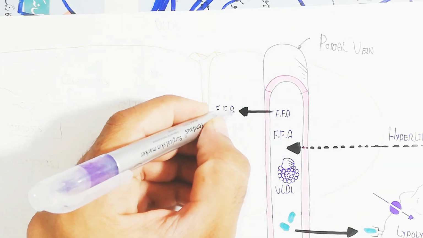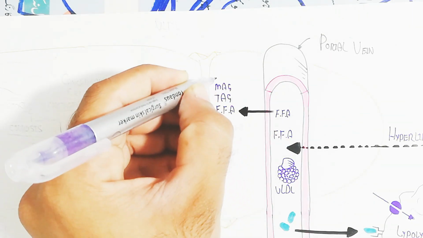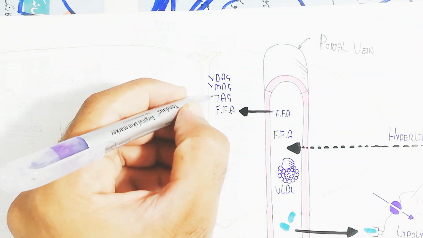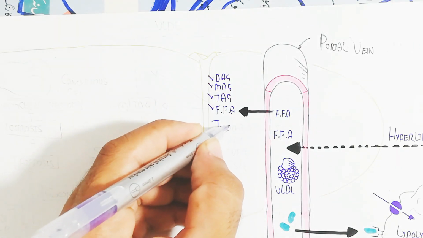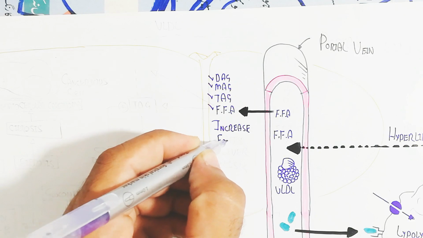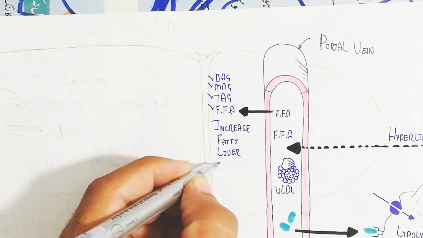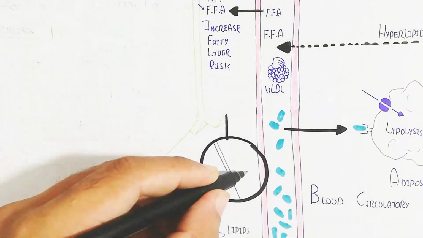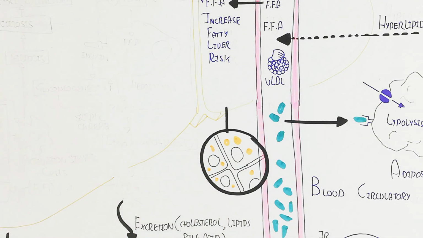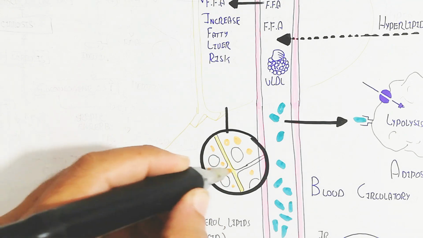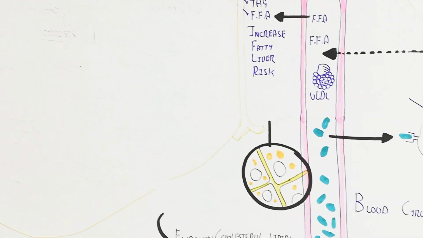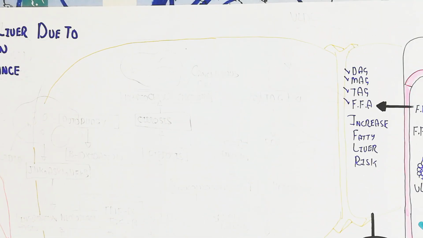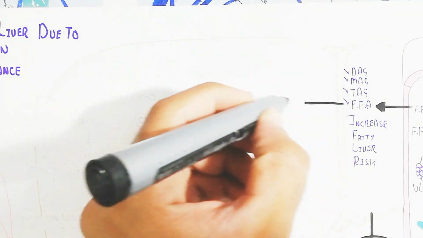Suppose free fatty acid enters the liver, also diacylglycerol, monoacylglycerol, and triacylglycerol. In this way, it increases the fatty liver risk due to the increase of fat, because the excessive amount of fat entering the liver will lead to damage and deposition of the fat into the adipocyte rather than normally.